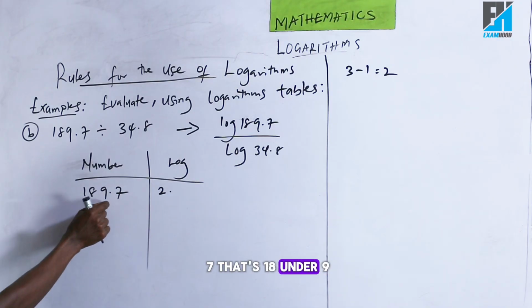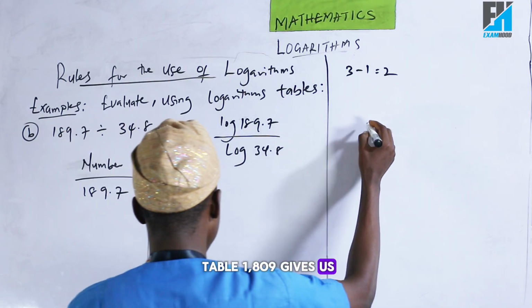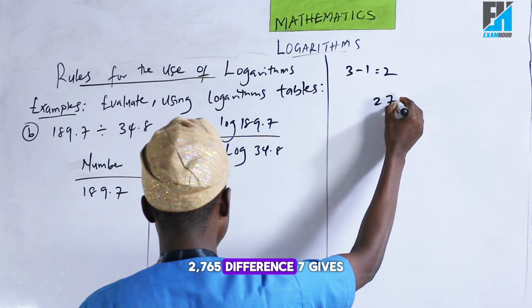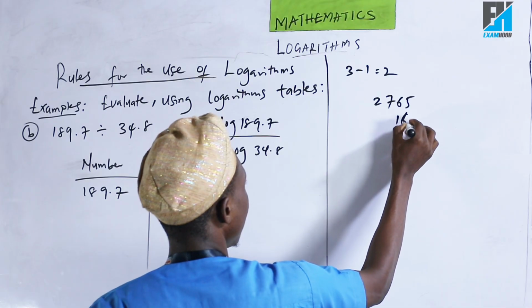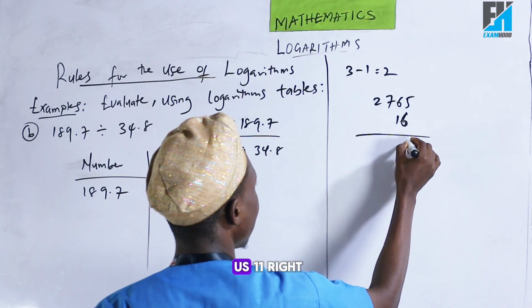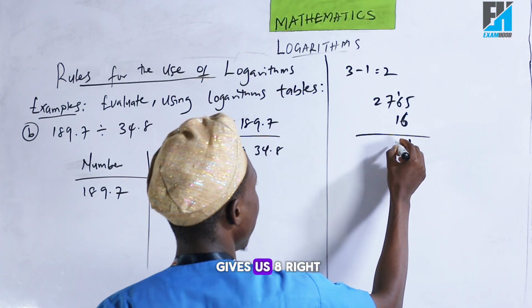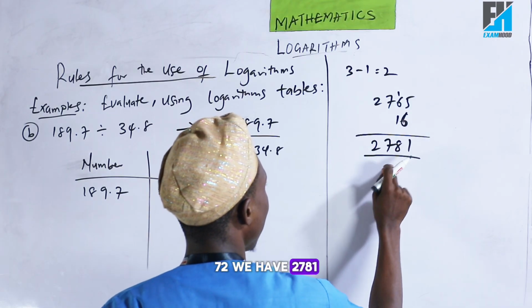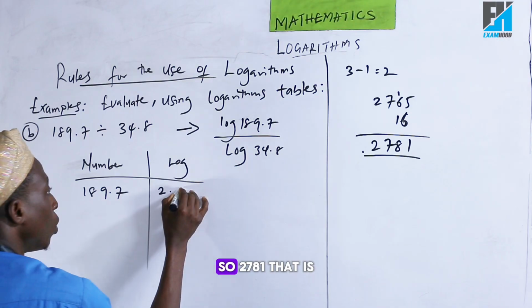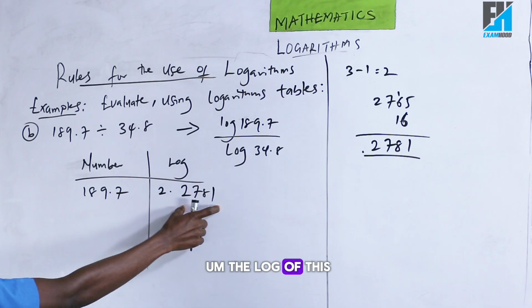189.7. That's 18 under 9. Then difference 7. Let's check our logarithm table. 18 under 9 gives us 2765. Difference 7 gives us 16. Let's do our addition. 5 plus 6 gives us 11, right? Put 1 here. 1 plus 6 gives us 7, plus 1 gives us 8, right? 7, 2. We have 2781, 0.2781. So 2781 is the log of this.